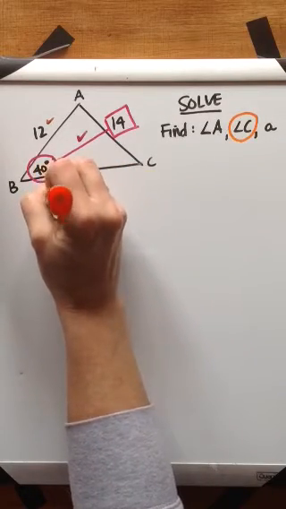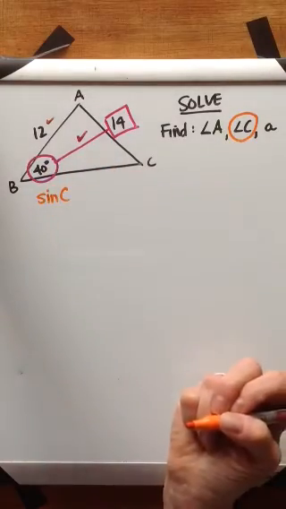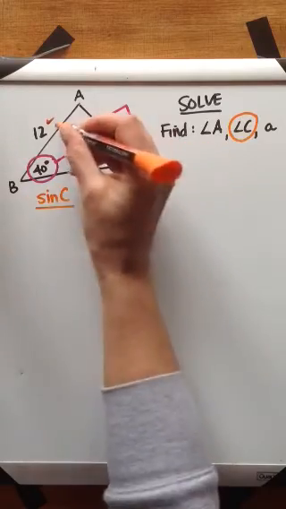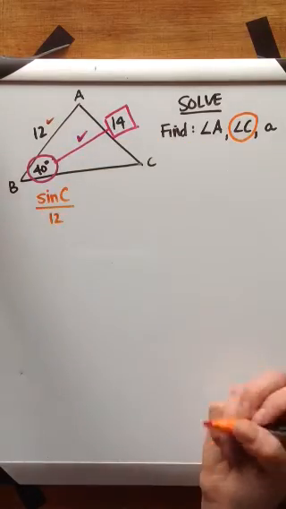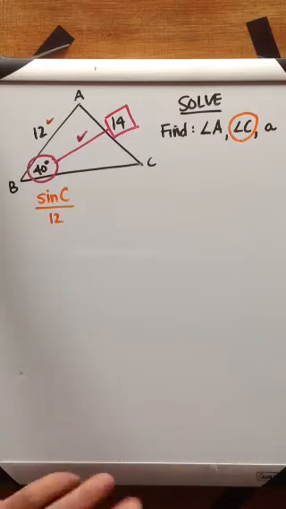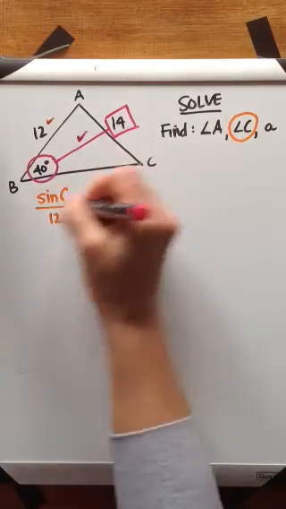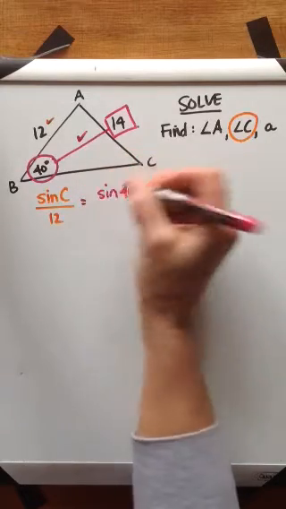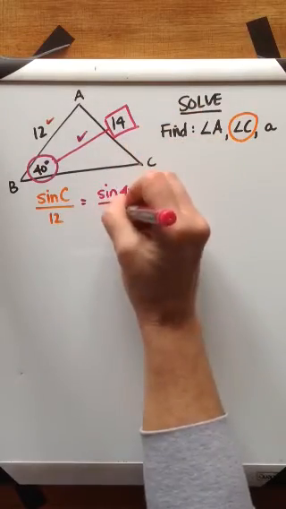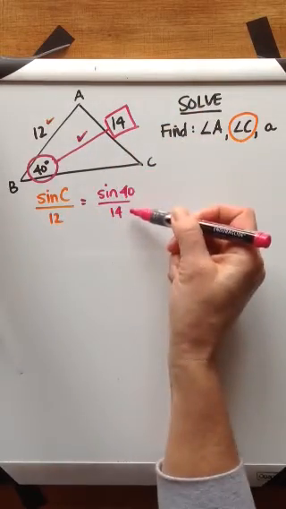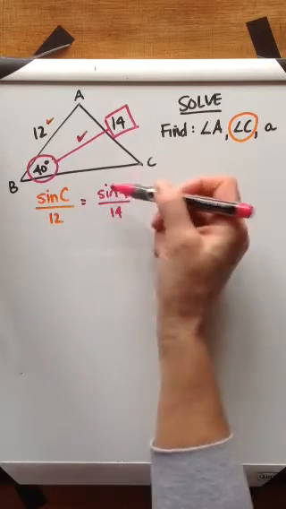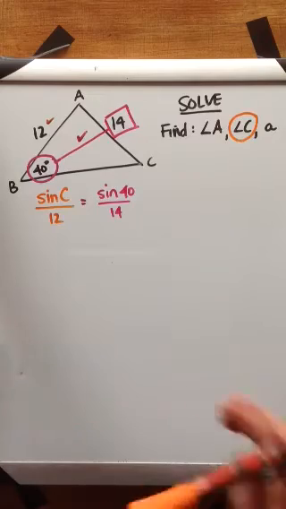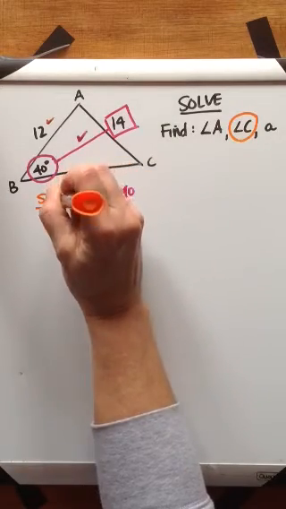It'll be sine of C, just like that. And then the sine law says I have to put it in ratio with its opposite side length, which is 12. And I can say that that is equal to, keeping the sines across from each other, the sine of 40 divided by its opposite side length. So again, notice the side lengths have to line up, either both numerator or both denominator, and so do the sine values as well. Now the reason I chose to set it up this way is because it's going to be easier for me to solve and isolate for C.